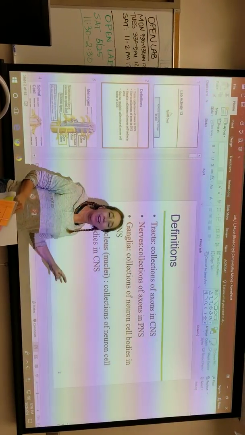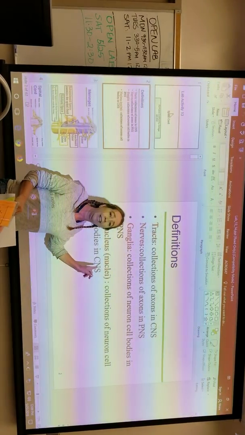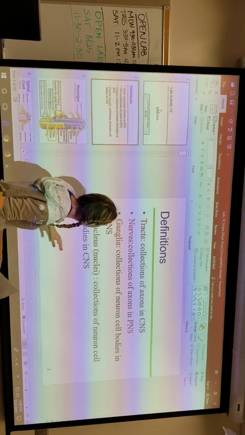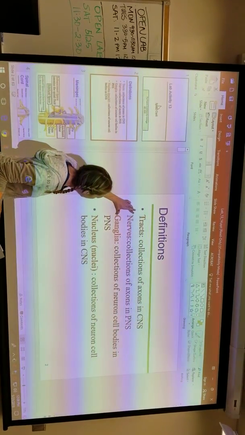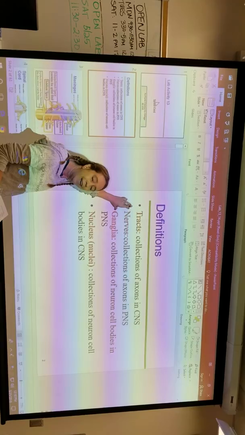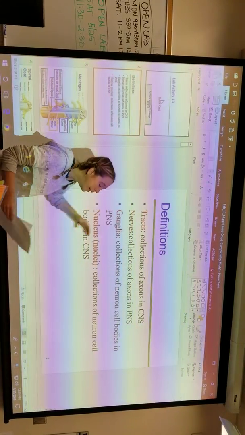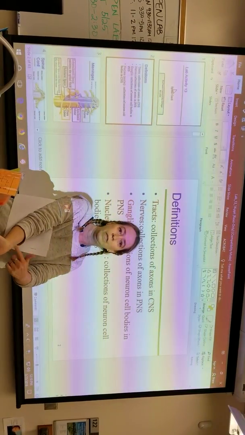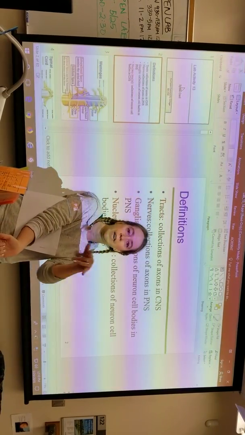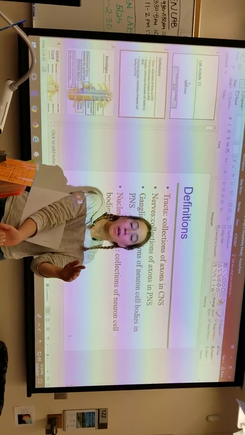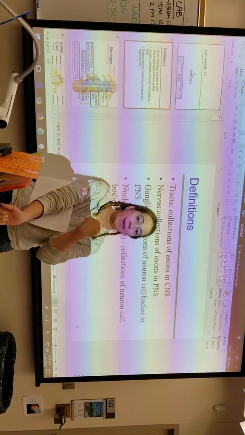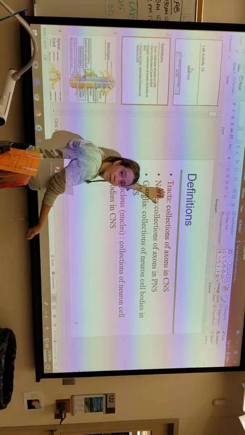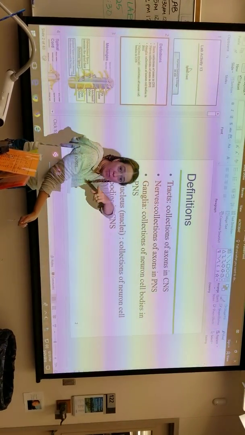A couple definitions. This is actually more for lecture than for lab. We're going to actually look at these two. When we're in the PNS, peripheral nervous system, if it's bundles of axons, it's a nerve, right? Here's my radial nerve, here's my ulnar nerve. So bundles of axons in the PNS, always call it a nerve. Bundles of axons in the CNS, brain, spinal cord, it's called a tract. So they have different names.